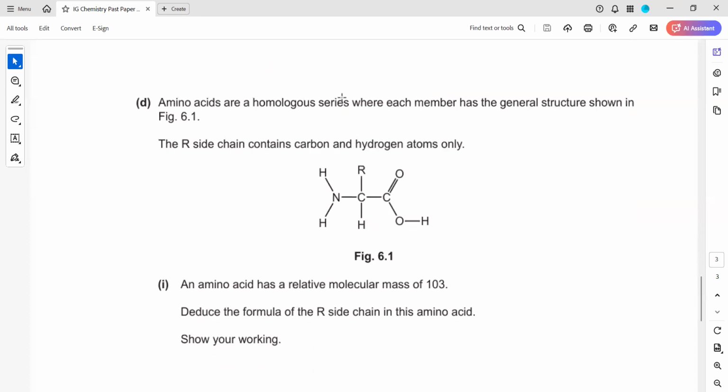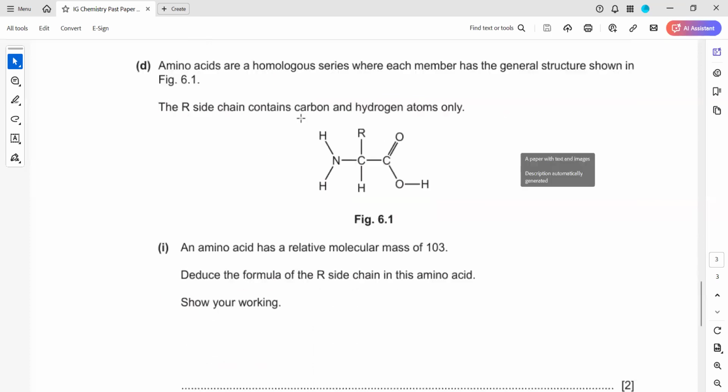This is pop quiz 10. Amino acids are homologous series where each member has a general structure shown in figure 6.1, where R is a side chain containing carbon and hydrogen atoms only. Like this, it contains carbon and hydrogen, which we also call an alkyl group. Amino acids have a relative molecular mass of 103. Deduce the formula of the side chain of amino acids and show your working.